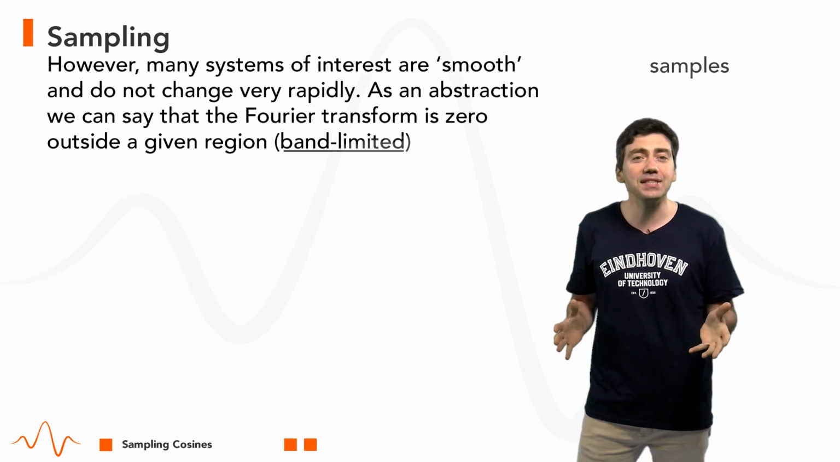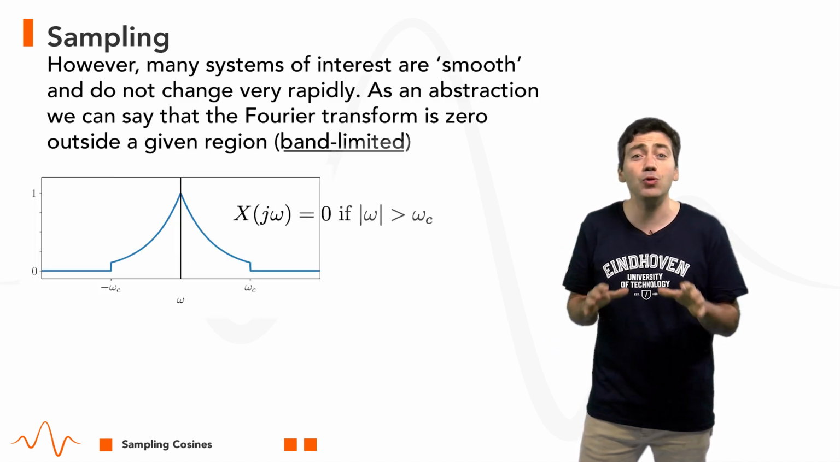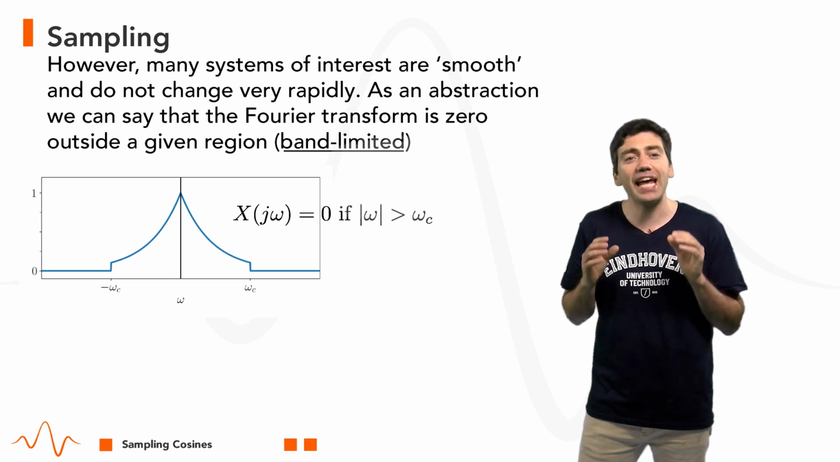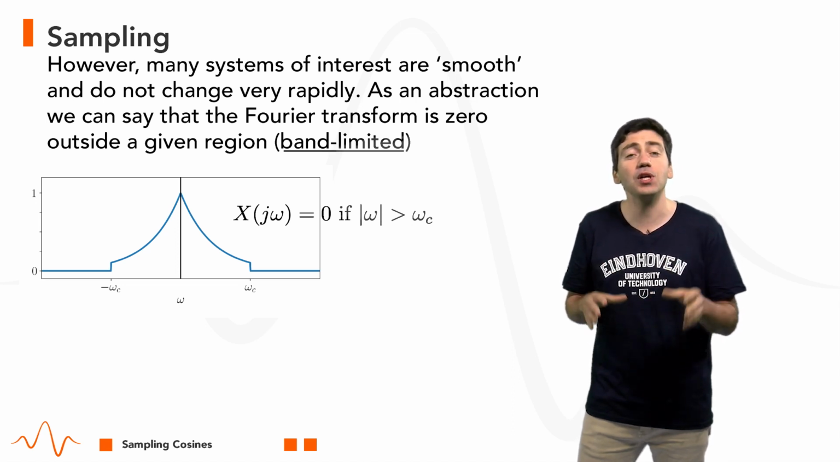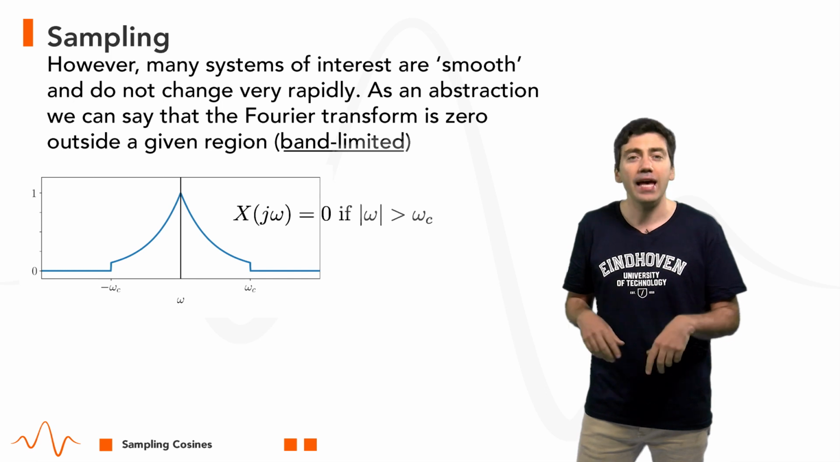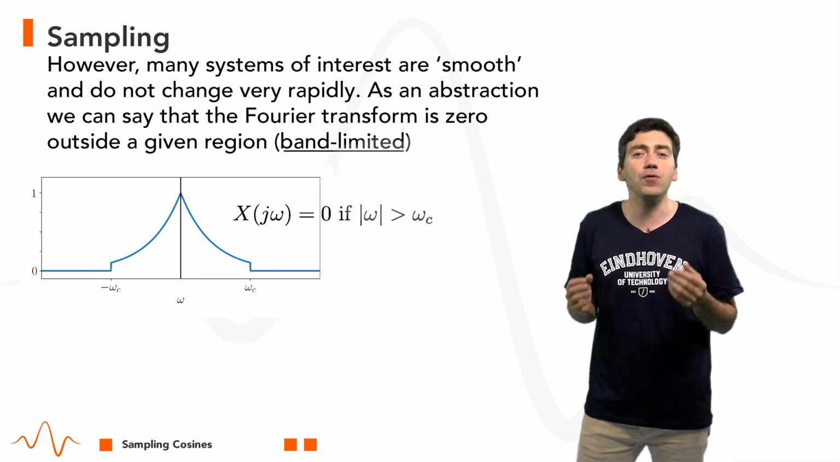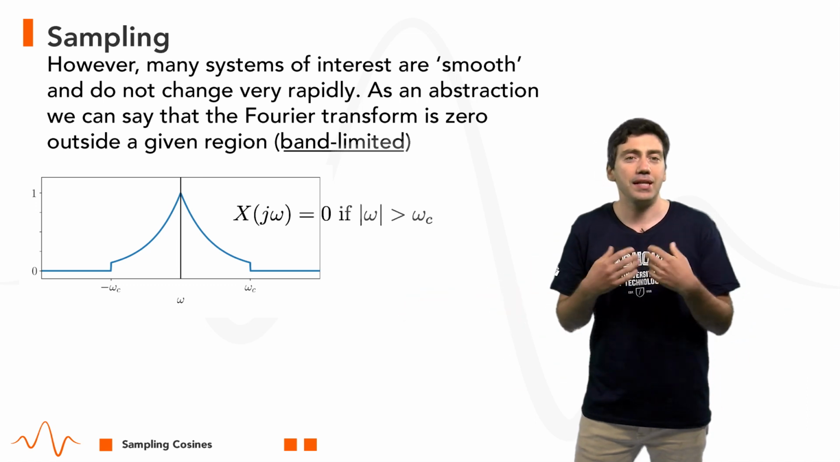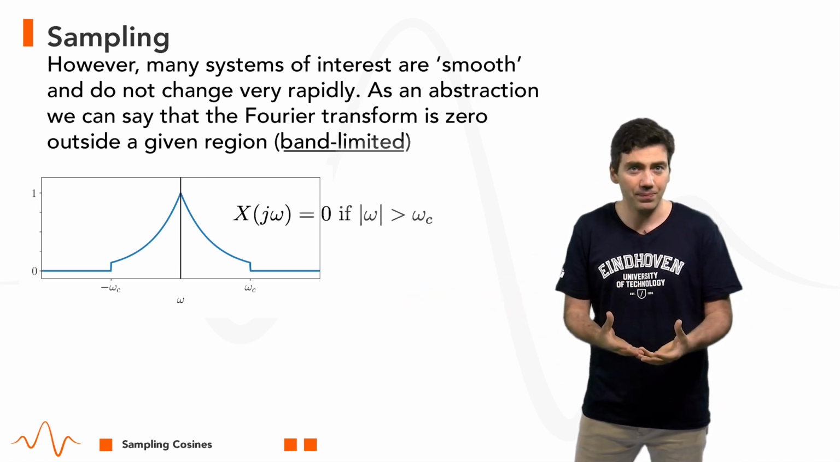However, many signals of interest are smooth and do not change very rapidly. In frequency domain terms, we say that the energy of the high frequency content of the signal is low. As an abstraction, we can say that the Fourier transform is zero outside of a given area. In that sense, the signal is band limited.